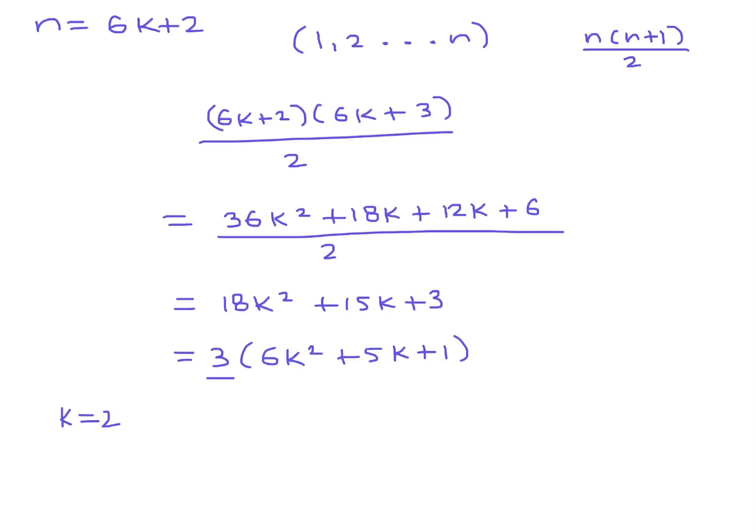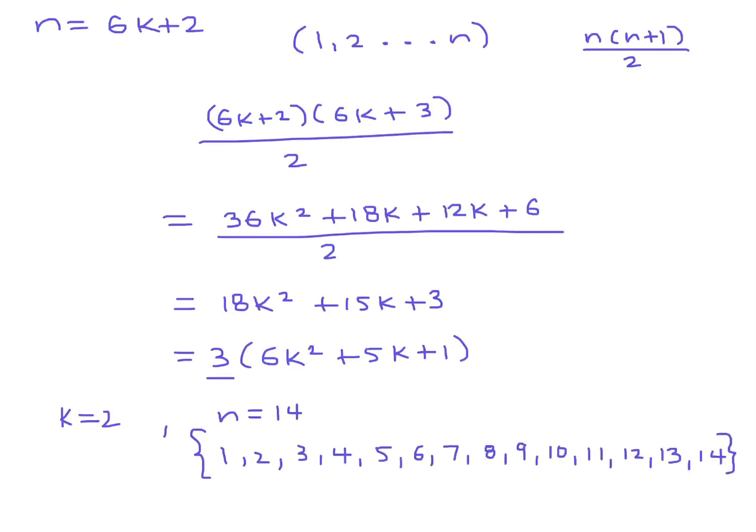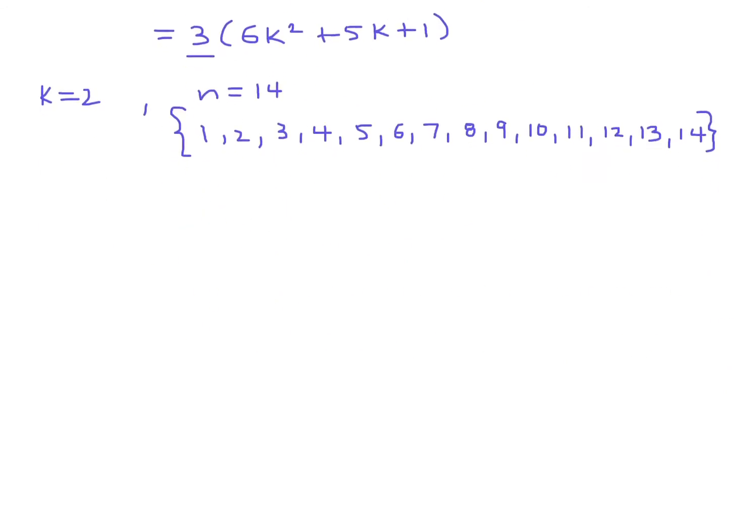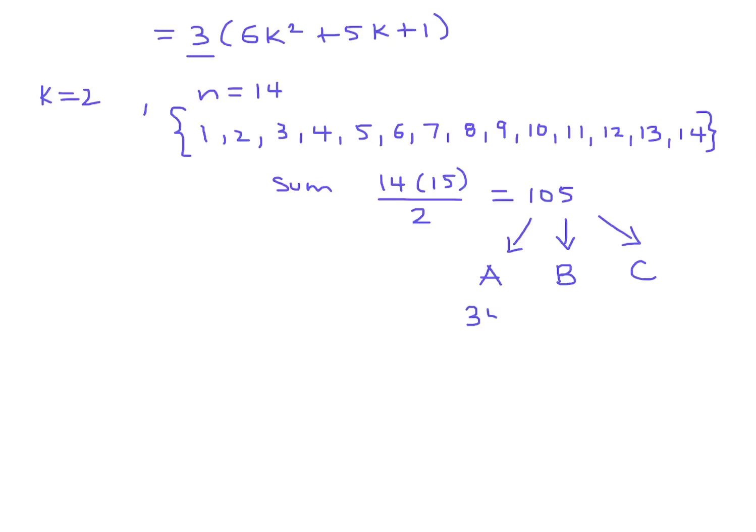Let's see what we get. So if k is equal to 2, that means n is equal to 14, right? So that means the subset of n is 1, 2, all the way up until 14, like that. So again, let's figure out the total sum. The total sum of this is 14 times 15 divided by 2, which is equal to 105. And 105 has to be divided evenly into subsets A, B, and C, like that. Each of them gets a third, so each of them gets 35.